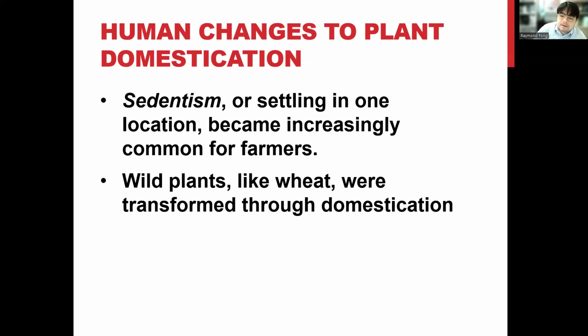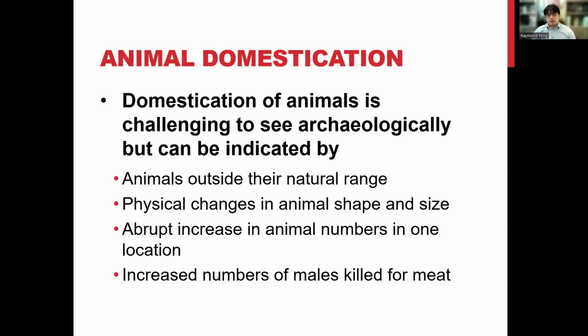Okay, very good. So let's talk about animal domestication a little bit. Domestication of animals is very challenging to see archaeologically, but can be indicated by the following attributes. Right now we just talked about what domestication is, but I also want to give you the perspective from the archaeologist. It's not so easy to see.